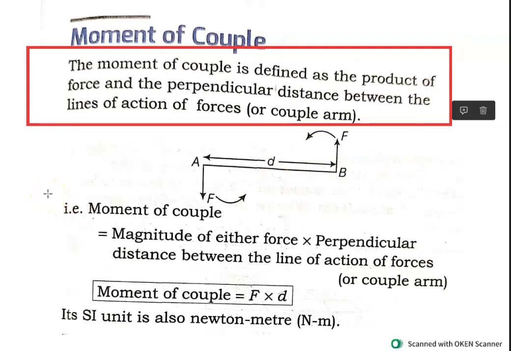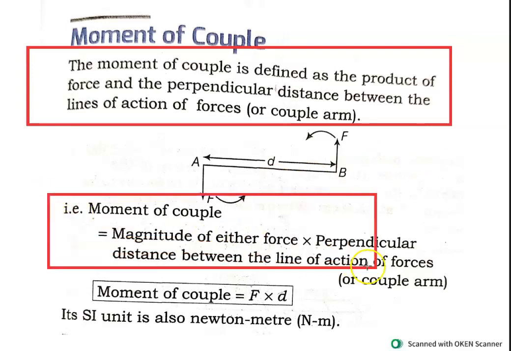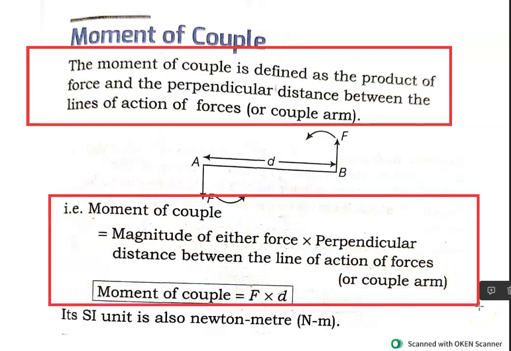So the equation for moment of couple says moment of couple is equal to magnitude of either force. Remember, we shall consider only one force. We are not going to consider both the forces. Magnitude of either force into perpendicular distance between the line of action of forces. Or you can simply write moment of couple, that is MOC, is equal to F, that is force, into D, that is actually arm of couple. The SI unit of moment of couple is also Newton meter, which is similar to moment of force.